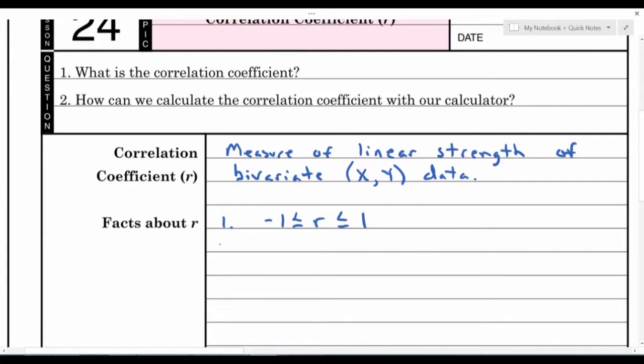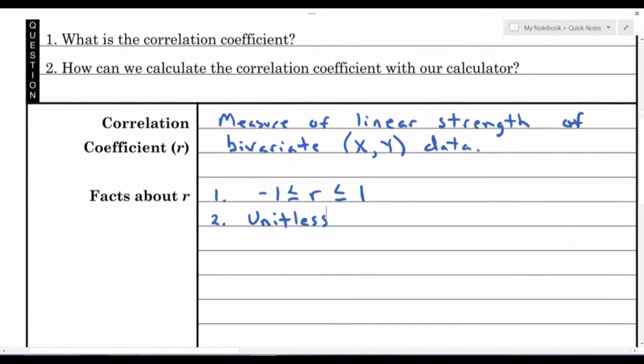Number 2. R is unitless. That is, it's a raw number. It's not feet or inches or miles per gallon. It is a unitless number.